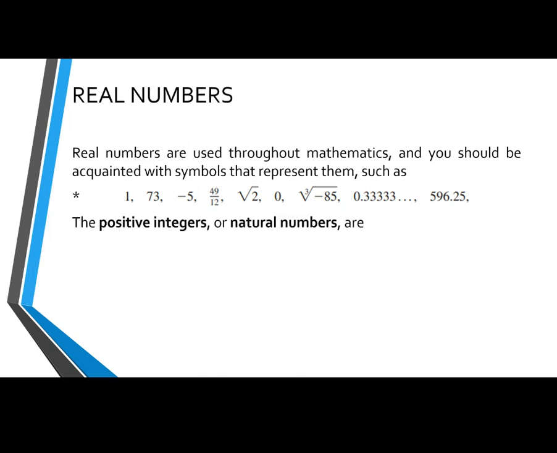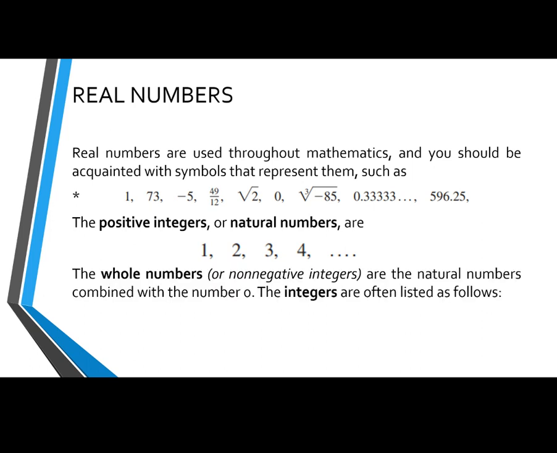And positive integers or natural numbers are 1, 2, 3, 4. So many positive integers. So positive siya, wala yung negative, no? These are natural numbers. Okay, the whole numbers or non-negative integers are the natural numbers combined with the number 0.